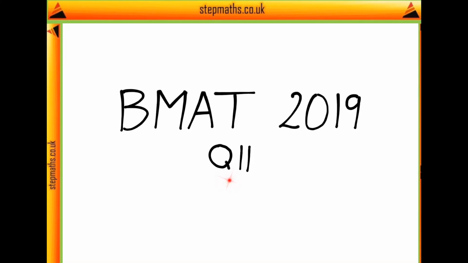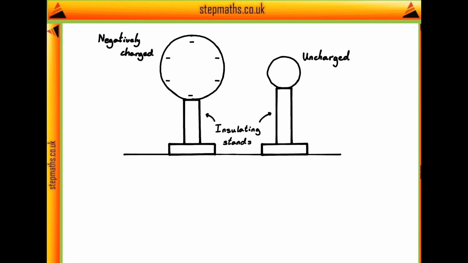Here we're going to look at question 11 from the BMAT 2019 paper. So in this slightly longer question, we're told that we have two metal spheres, one is negatively charged and one is uncharged, and they both sit on top of separate insulating stands, which just means that charge can't flow through these stands to the earth below.